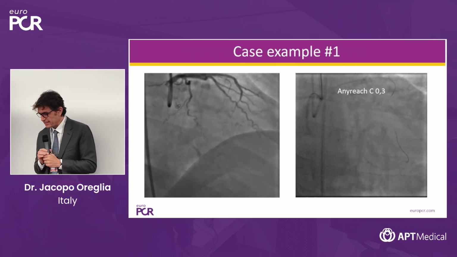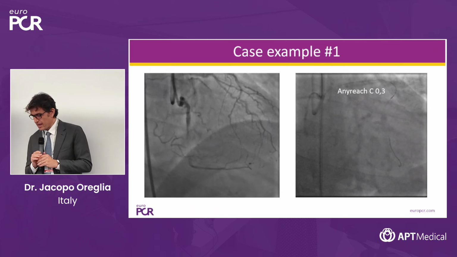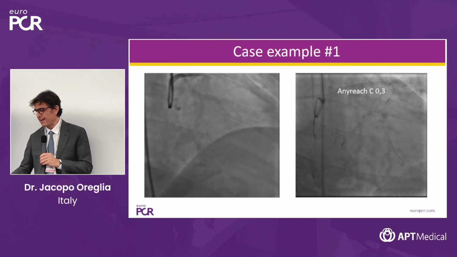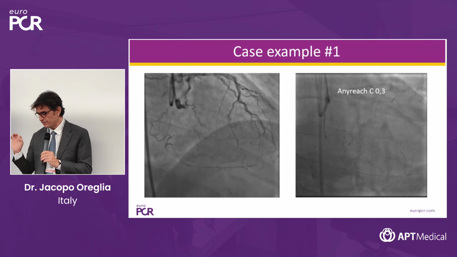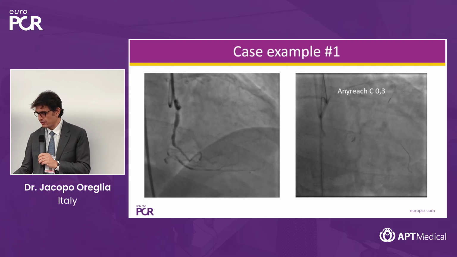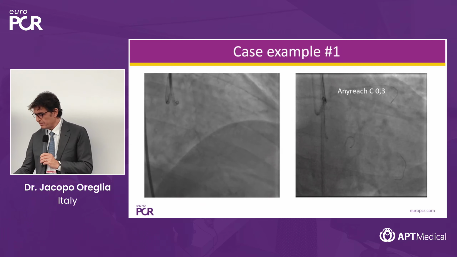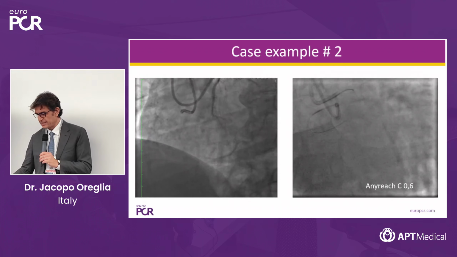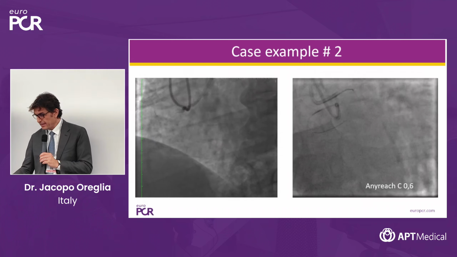So again, a case example. This is a crossing of the septal with the Any Reach C, so at 0.3, a very soft tip guide wire, through the septal that goes to the PDA. And again, we could advance the microcatheter after that.